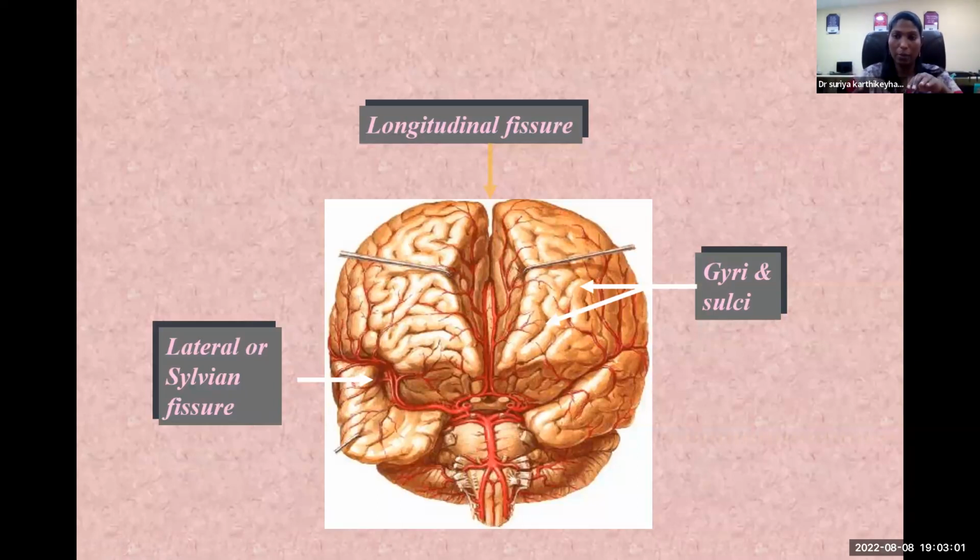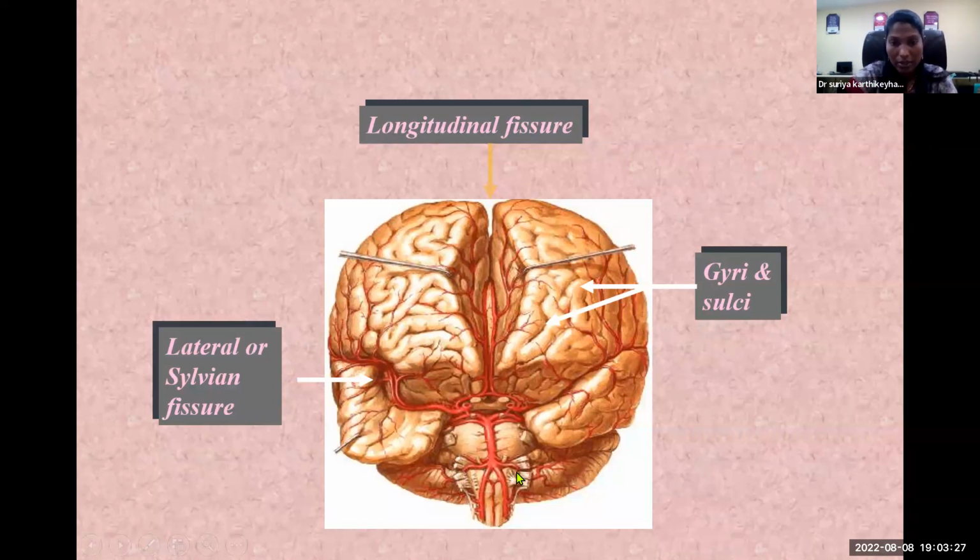I told you there is a dura mater which covers the entire brain, the cerebellum, and the brainstem. So when it comes here, it will fold. It will form a fold here, and then it will be reflected back. When the dura mater folds like this, it is called the falx cerebri. Falx cerebri means it is a sickle-shaped structure. It will be lodging here.